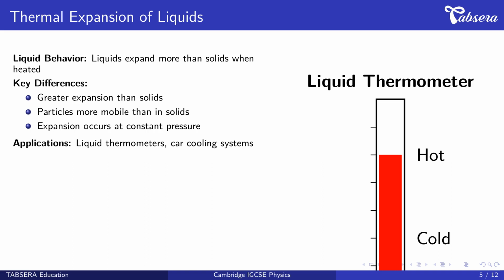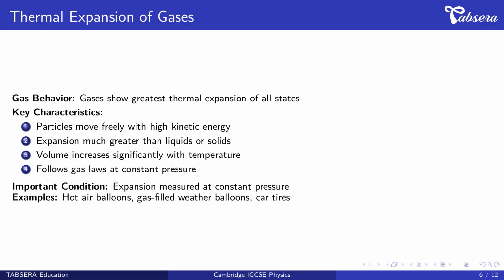Common applications include liquid thermometers, where mercury or alcohol expansion indicates temperature, and car cooling systems, where expansion tanks accommodate coolant volume changes. The diagram shows a liquid thermometer. Notice how the liquid level rises significantly when heated, demonstrating the substantial expansion of liquids compared to the solid glass container.